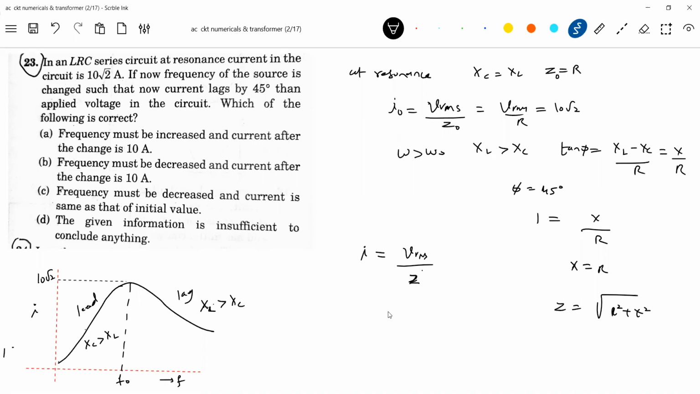Total impedance of the circuit. XL minus XC, let me call that R. And XC is equal to R. Substitute that. VRMS by R root 2. So what was earlier? VRMS by R is equal to 10 root 2. So the new current will be 10 ampere.